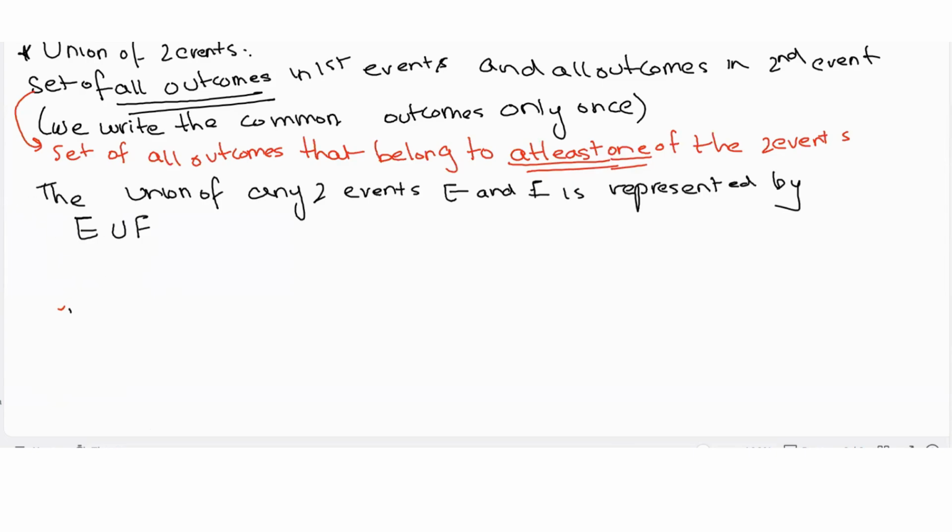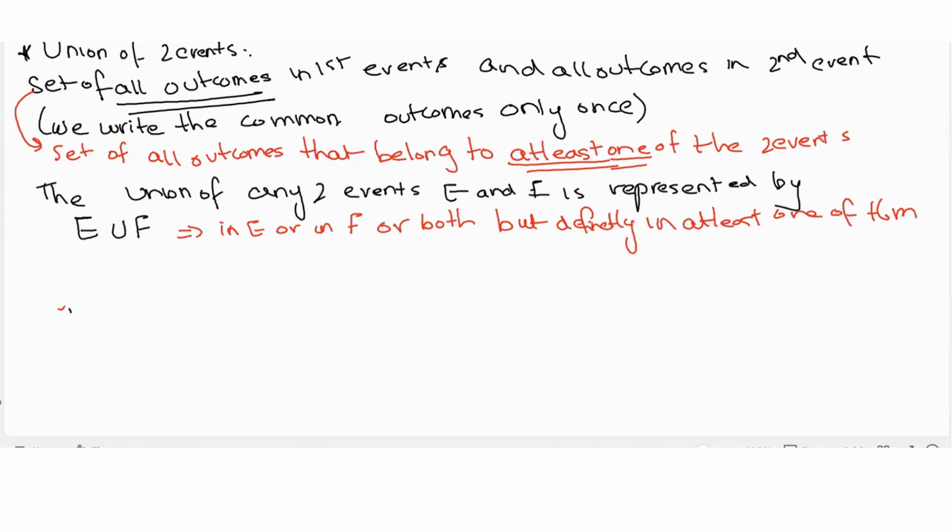So any outcome in E union F will be in E or in F or both, right? Any outcome in the union of E and F will be present inside E or F or both, but definitely in at least one of them. So the union is the set of all outcomes that belong to at least one of them.